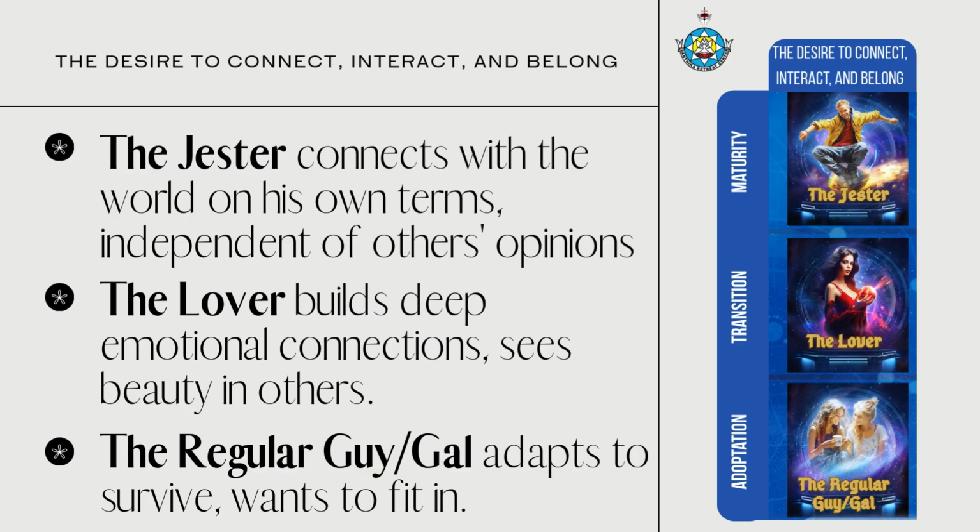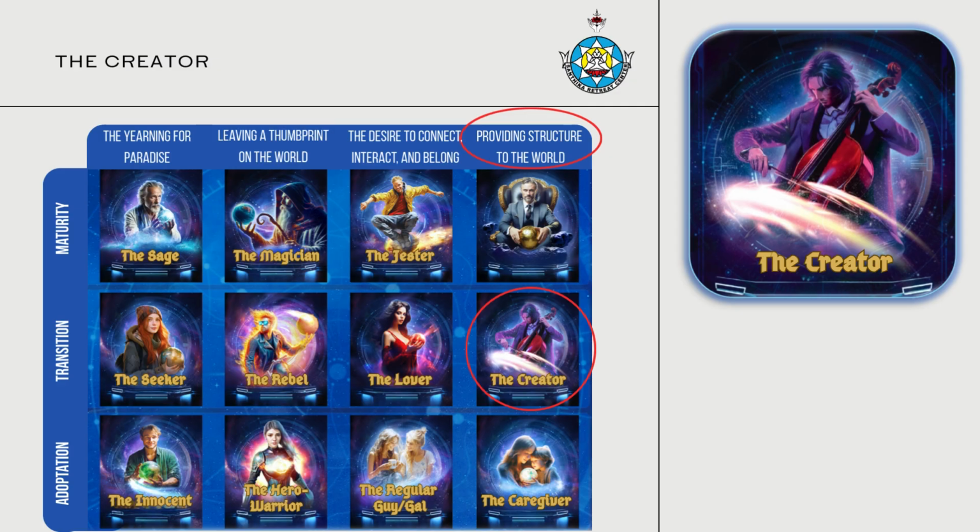This progression shows how our third fundamental need, the desire to connect, interact, and belong, develops through three levels. The regular guy, gal, adapts to survive, wants to fit in. The lover builds deep emotional connections, sees beauty in others. The jester connects with the world on his own terms, independent of others' opinions. The caregiver devotes themselves to helping others.